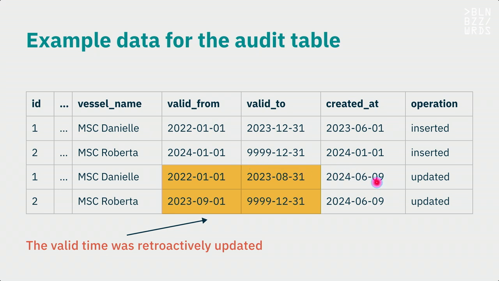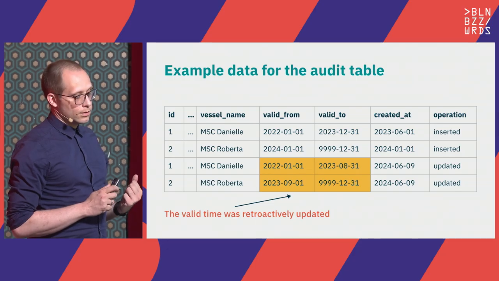But on the 9th of June, so yesterday, we updated those rows and said, no, MSC Danielle was the name until end of August 23. So we retroactively changed the value. And from the beginning of September, it was actually called MSC Roberta. If we now wanted to recreate this bill of lading, we could do this with this information, which is still in the database. And if we want to get the currently valid values, we could use the recent transaction time values to query this information.